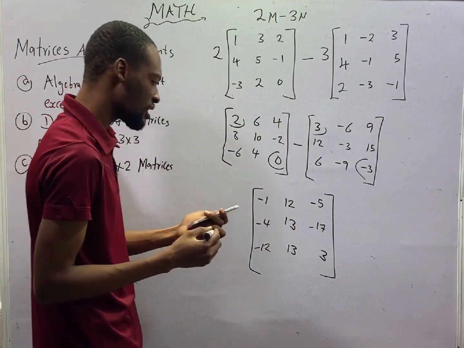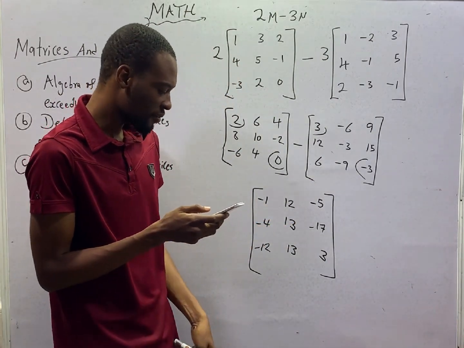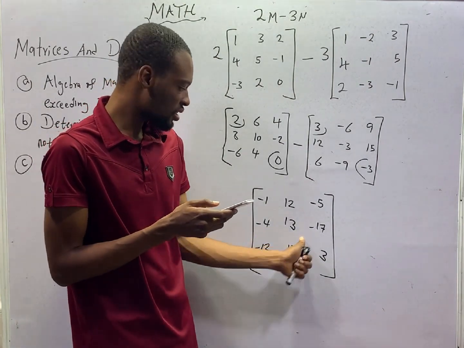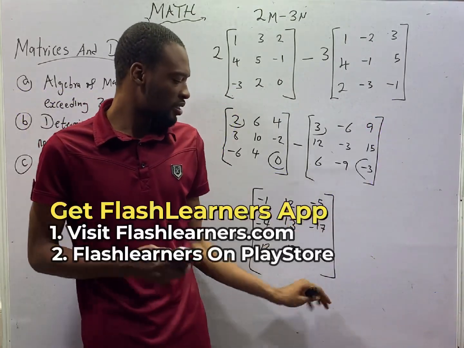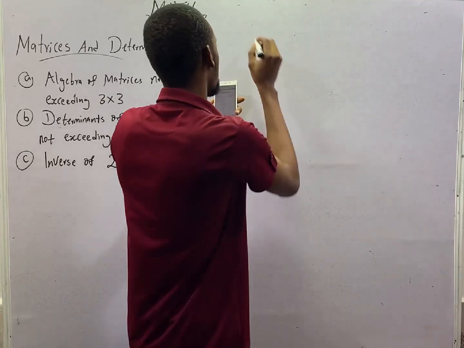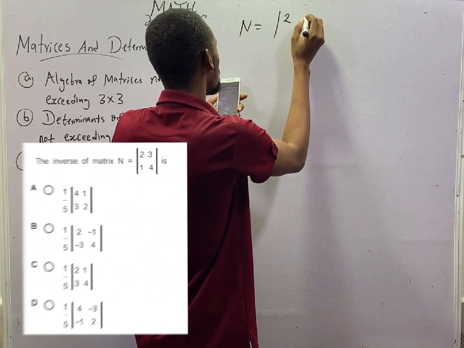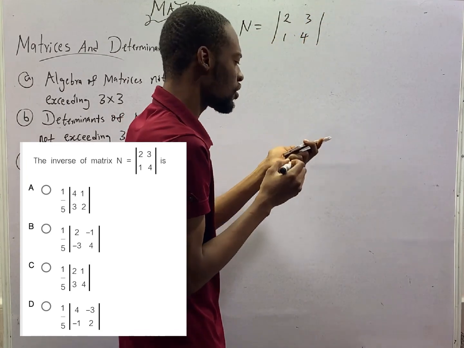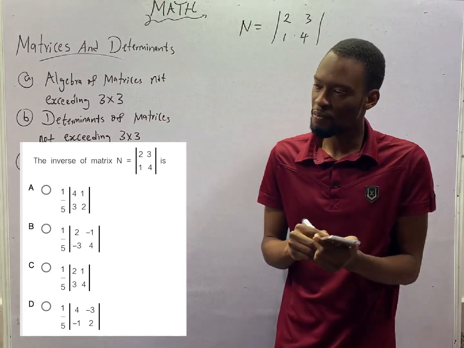So the matrix is therefore minus 1, 12, minus 5, minus 4, 13, minus 17, minus 12, 13, and 3. So ladies and gentlemen, this is the answer to this question. And now find the inverse of the matrix N, which is 2, 3, 1, 4. Find the inverse of the matrix.